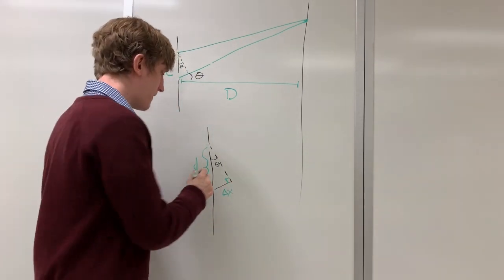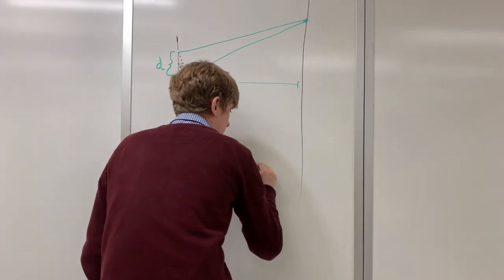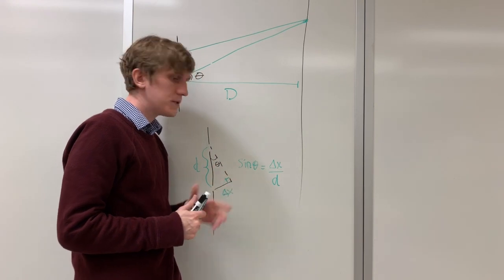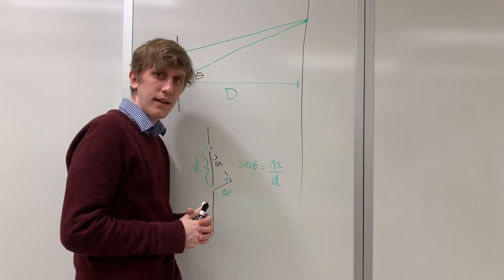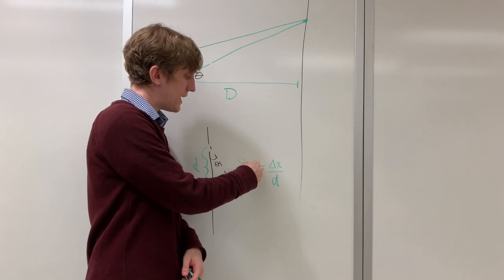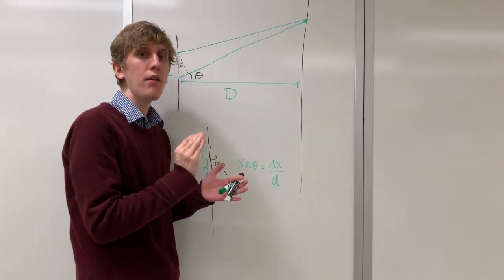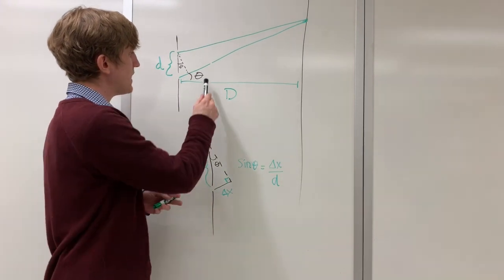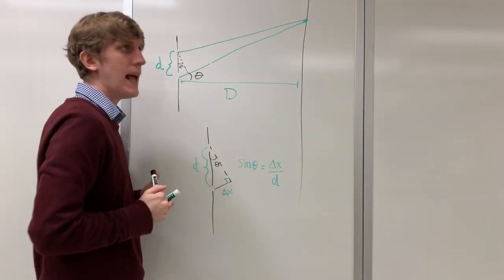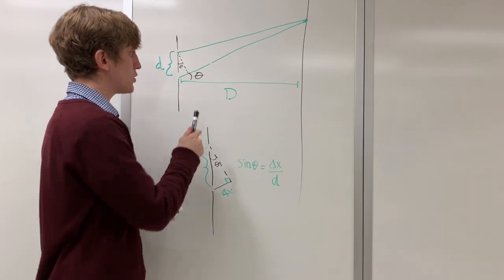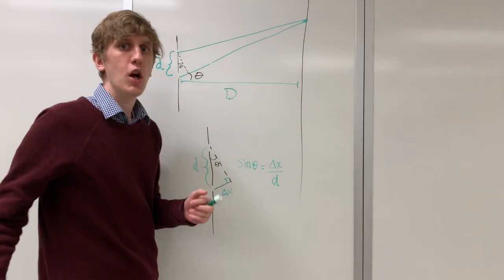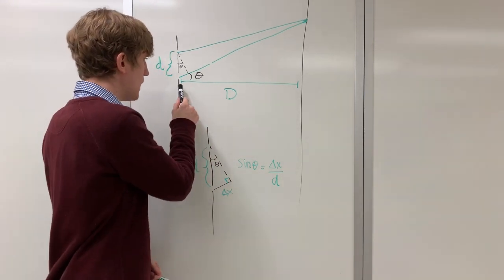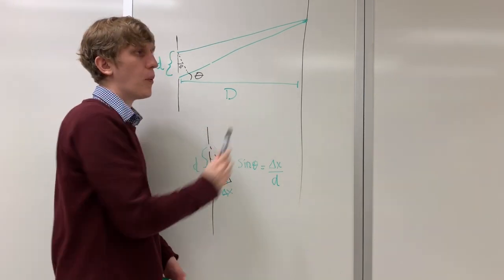So writing it out, this says the sine of this angle theta is equal to delta x over d. Let's see if we can relate the angle theta to some other numbers in our problem. Remember that this angle is the same as this angle, so we should be able to relate these distances to this angle. D is just the distance from the slit to the wall.